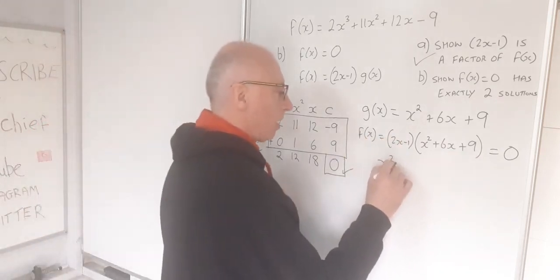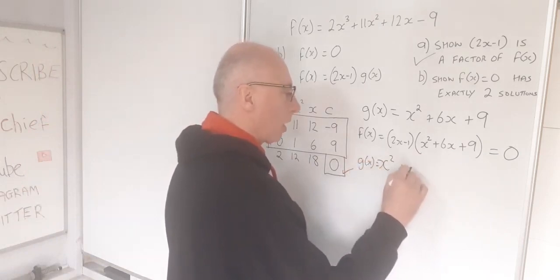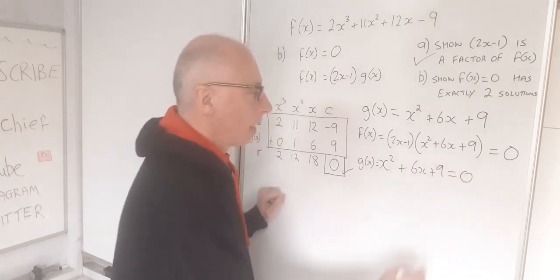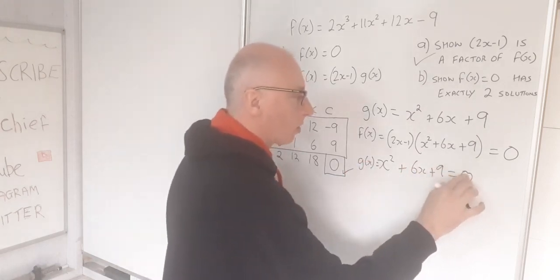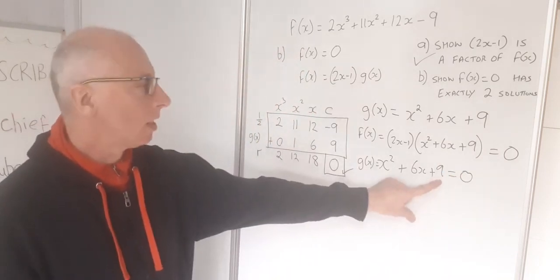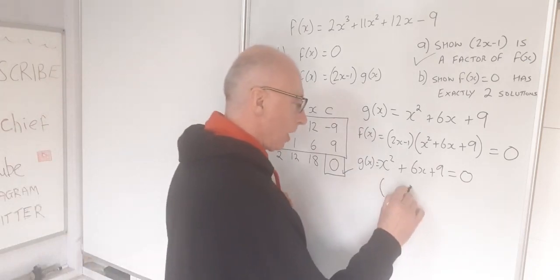So let's rewrite that on this line here. So that's my g of x. x squared plus 6x plus 9 equals 0. Now I need to factor out this or solve it somehow. Now I've got 9 here. So for my constants in my brackets, let's get them ready.